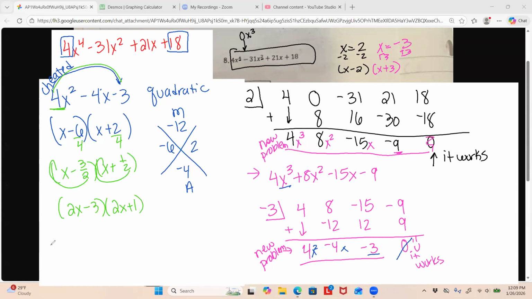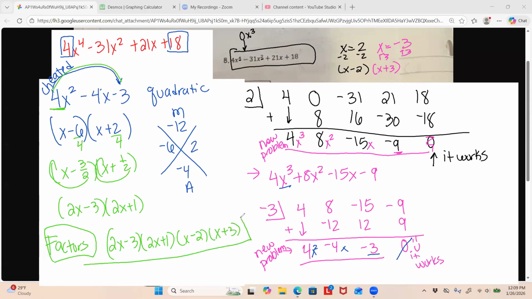So the final answer for number 8, the factors, are the 2 we just found, so 2x minus 3, 2x plus 1, and then the 2 that I've got at the top of my page, top right, that we found from synthetic. X minus 2, x plus 3. These can be in any order. There's the answer for number 8. Okay, your work could look different because I actually could have picked this one first and this one second. As long as your final answer comes out the same as me, your work could be different.